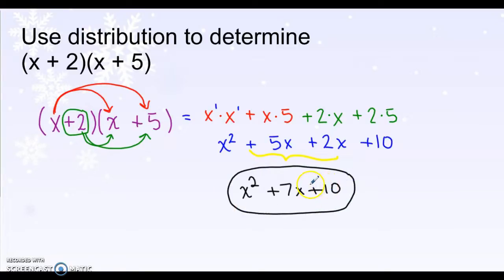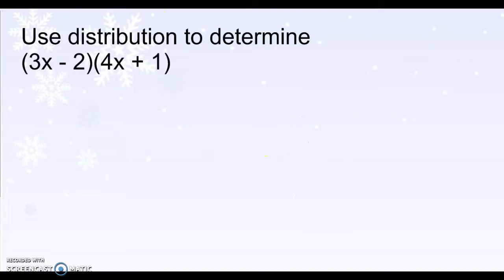It's up to you whether you decide which model you like. If you are very good at the area model, keep doing that. If you like distribution, or if you've taken algebra and you like to FOIL, you can go ahead and do that as well. Pick whichever method that you like and try this problem. Pause the video now and check your answer when you're done.